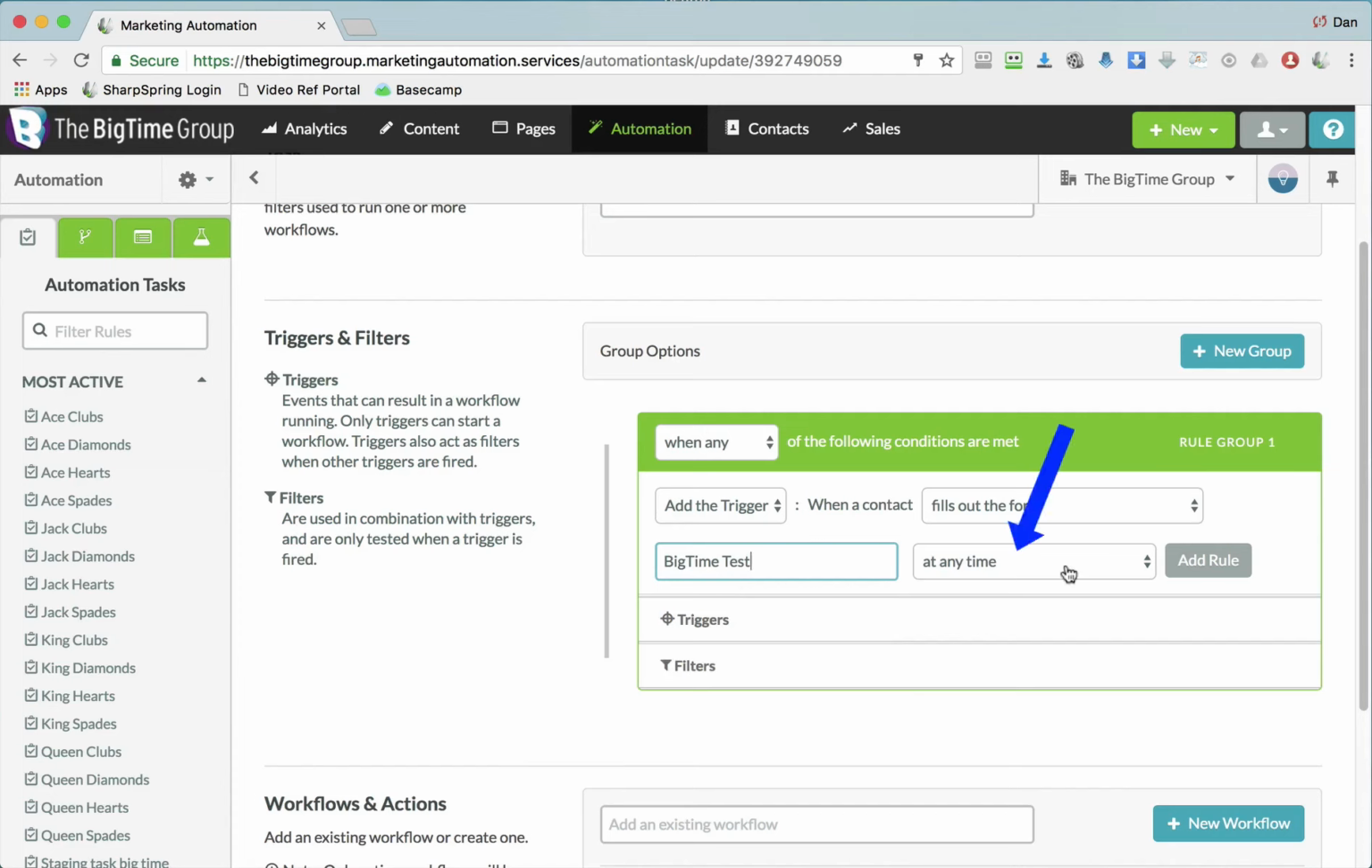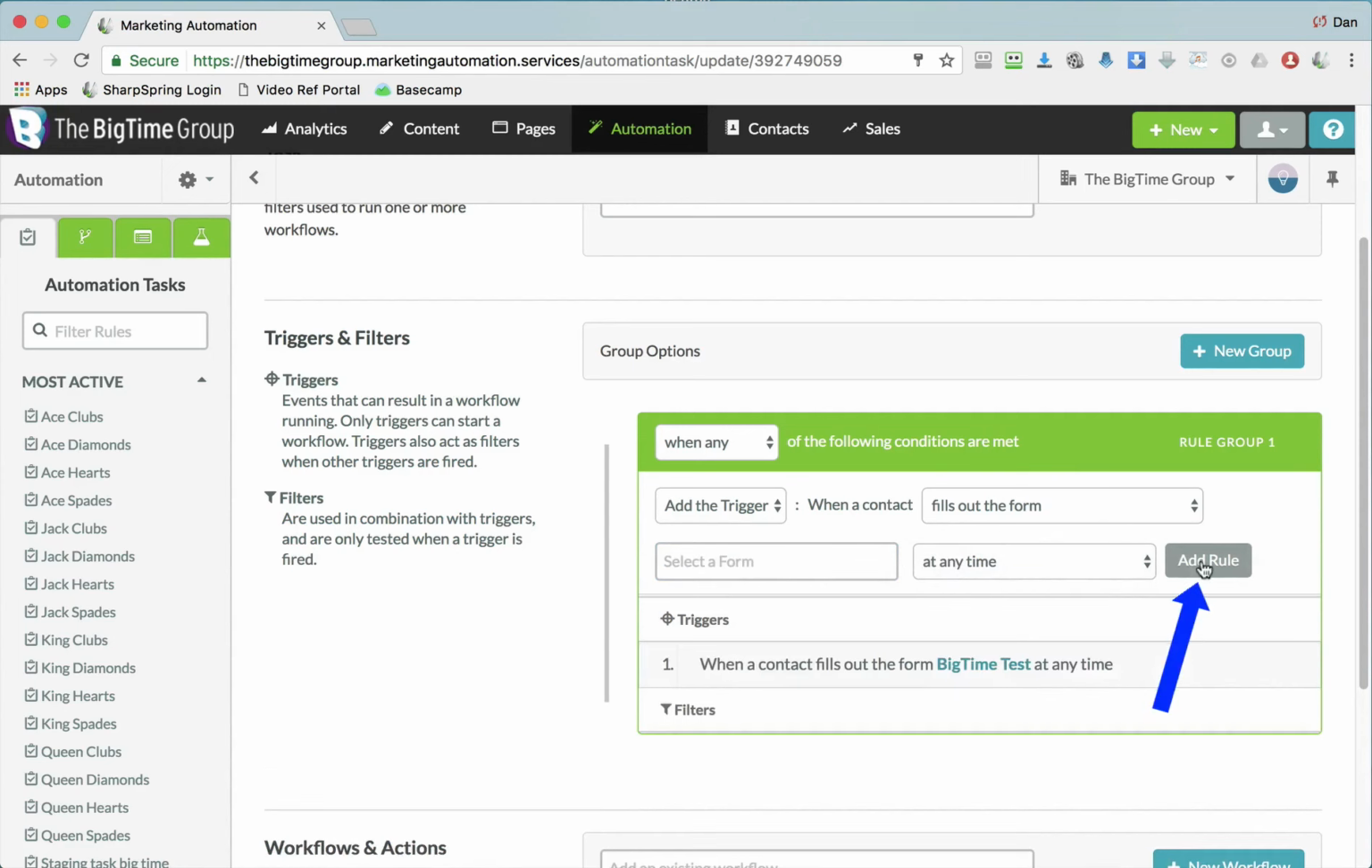Now, I don't care when they fill out the form. It could be during business hours, during non-business hours, doesn't matter. So I'm going to leave that alone, and then I'm going to click Add the Rule. So we have now told the system what initiates the workflow. This trigger is that somebody fills out a form. Now let's see about filtering. So I'm going to click Add the Filter.